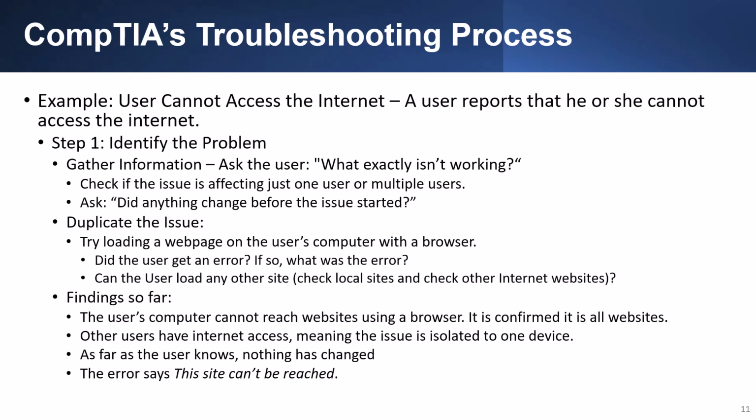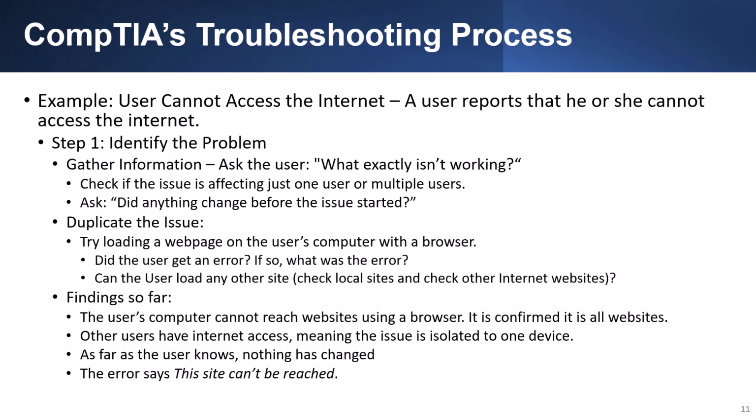Let's look at an example. Users cannot access the internet. A user reports that he or she cannot access the internet. Step 1, identify the problem. Gather information, ask the user what exactly isn't working. Check if the issue has affected just one user or multiple users. Ask, did anything change before the issue started?